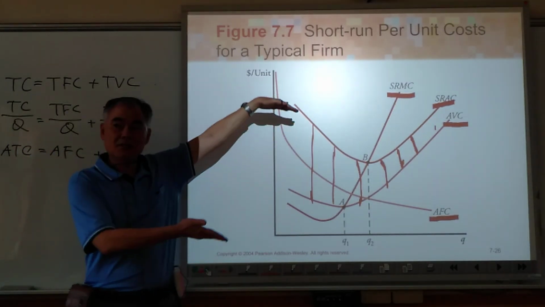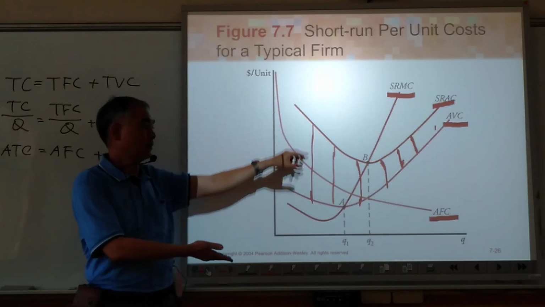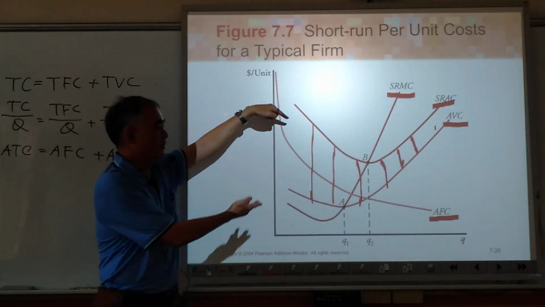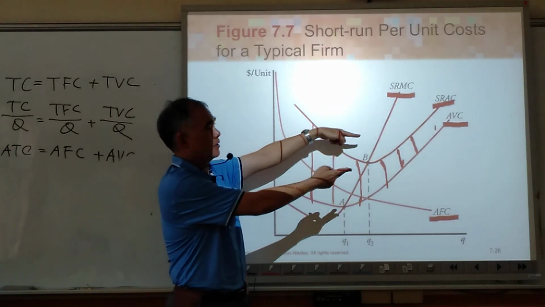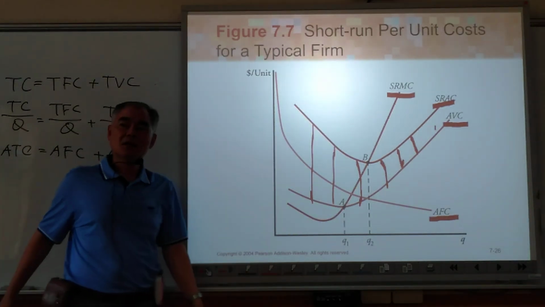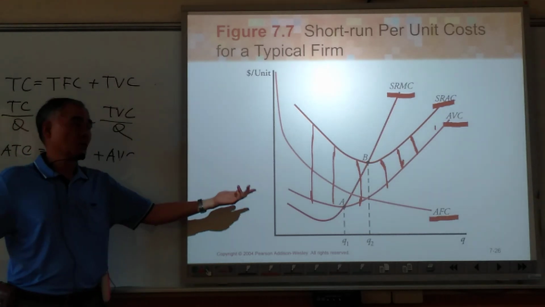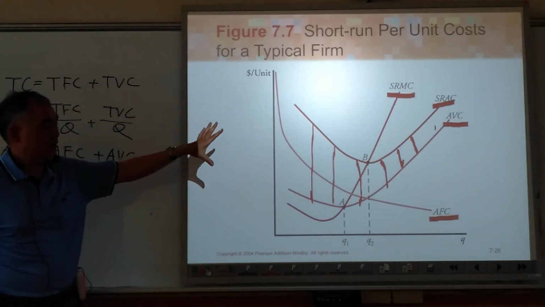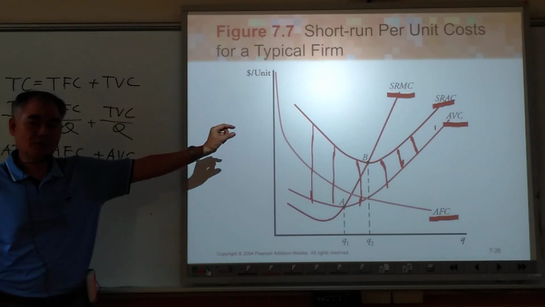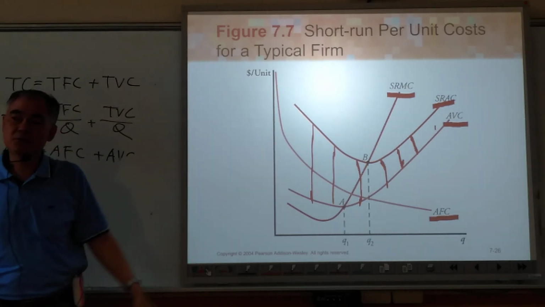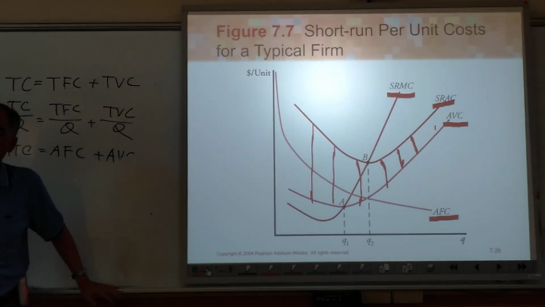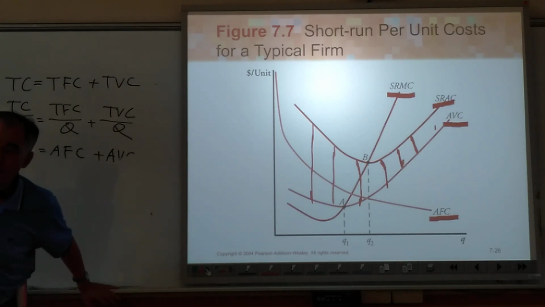There's a gap, right? The distance between the two, the gap, okay? The distance between the two. Why does the distance between the two curves become smaller as production level goes up? Excuse me? Louder.